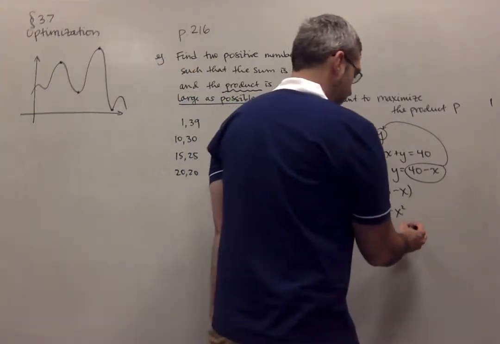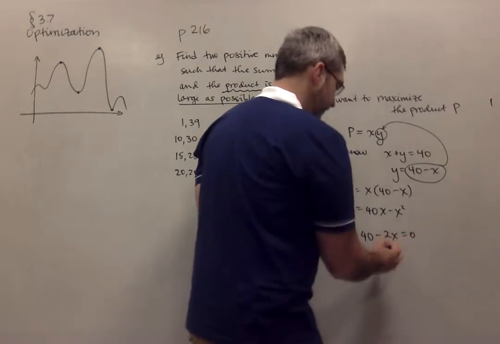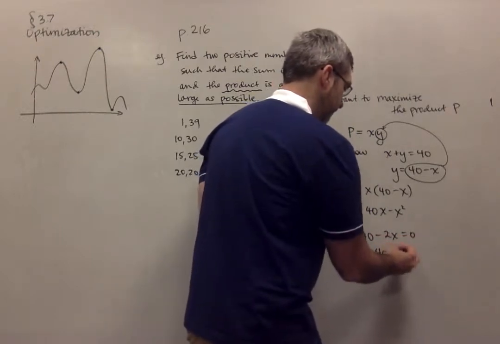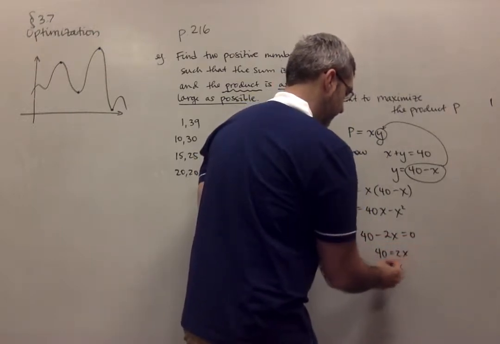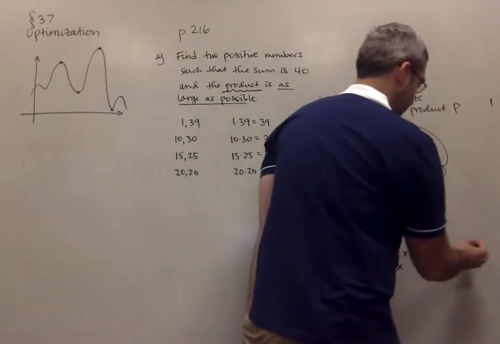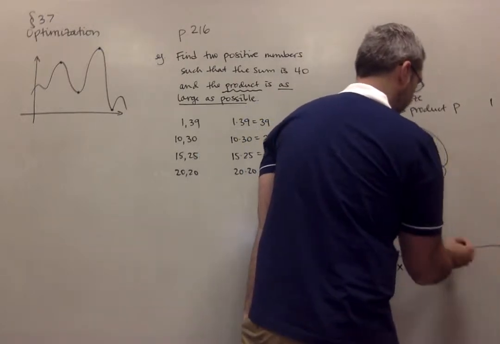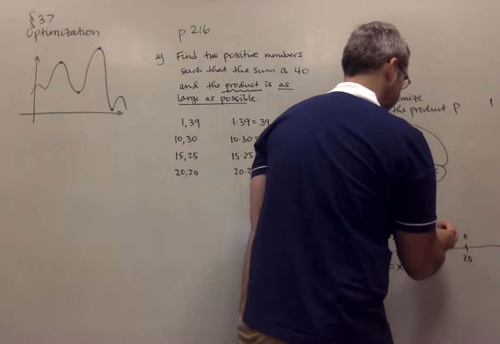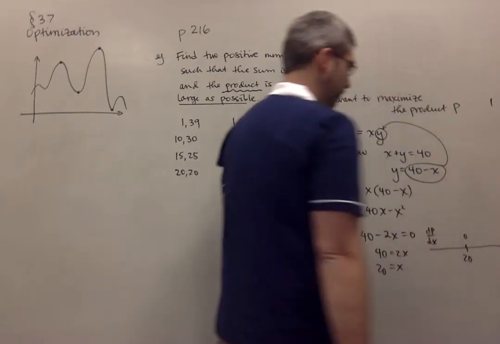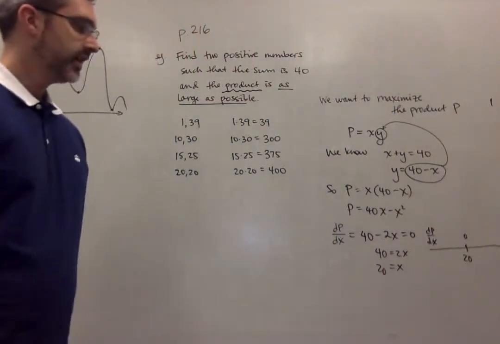And so now I'm going to set that equal to 0 and solve. So 2x is 40, x is 20. And so now I'm going to check the derivative is 0 at 20. And here's the derivative.